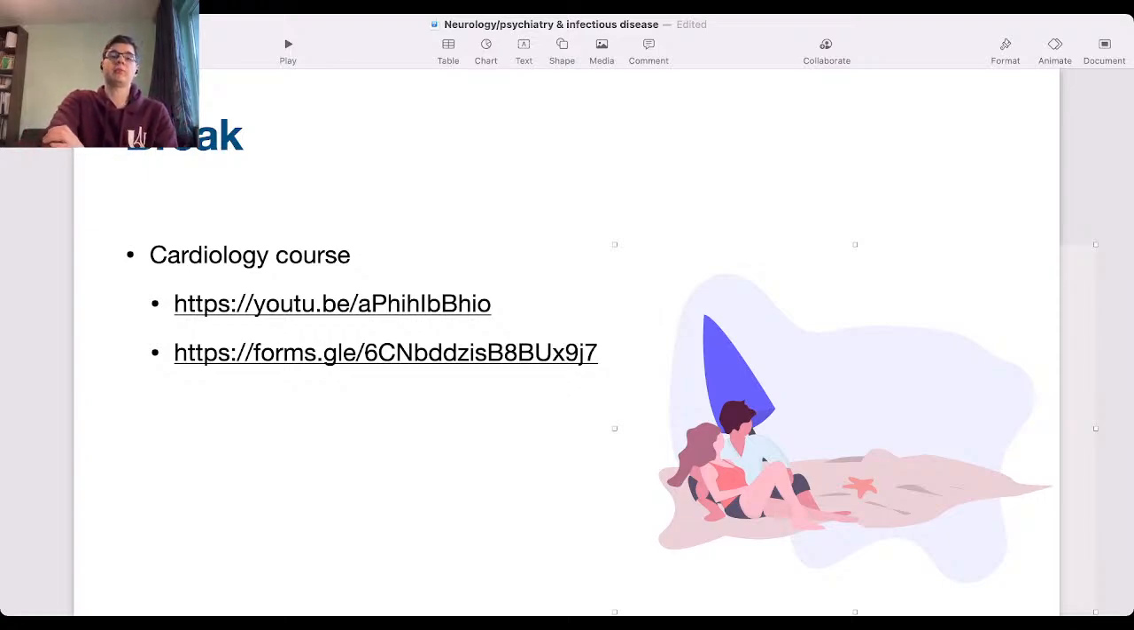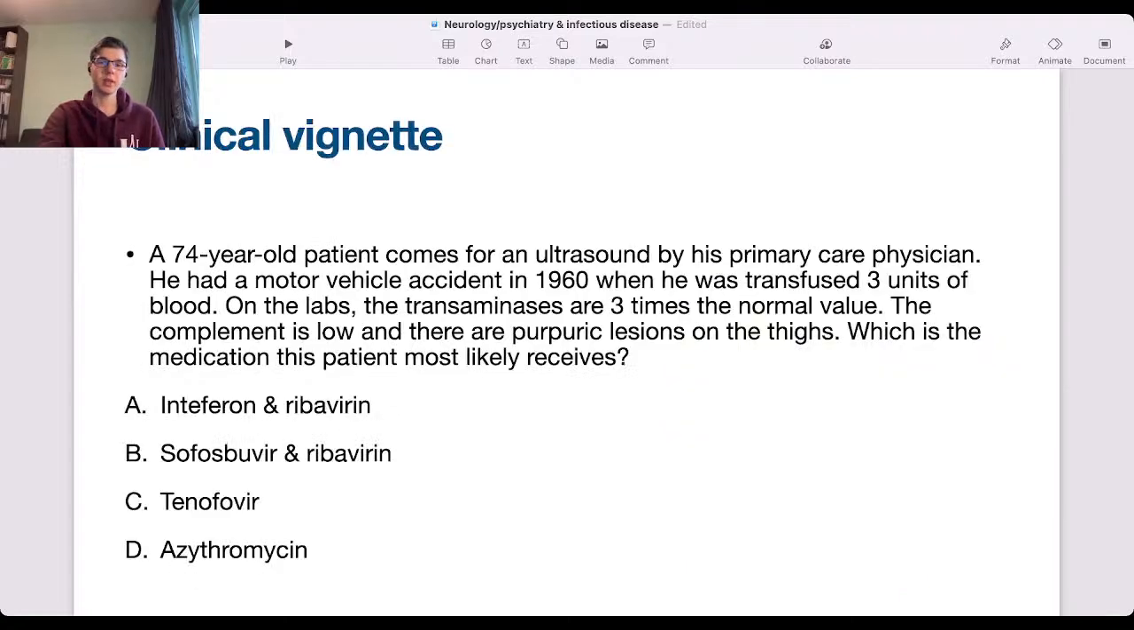Okay, now that we took a break, let's go further and discuss this case. We have a 74-year-old patient that comes for an ultrasound to his primary care physician. He had a motor vehicle accident in 1960 and he was transfused 3 units of blood. On the labs, the transaminases are 3 times the normal value. The complement is low and there are purpuric lesions on the thighs. Which is the medication this patient most likely receives? Interferon and ribavirin, sofosbuvir and ribavirin, tenofovir, or azithromycin?